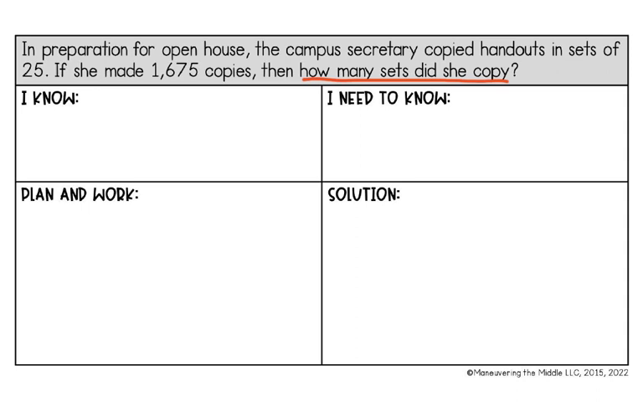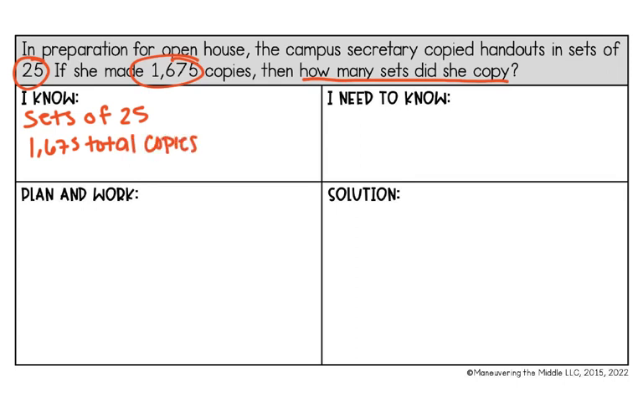Whichever one you want to do is completely fine. So now that we know our question, we need to look in our problem to see what numbers we have that we need to use. So we know the campus secretary copied handouts in sets of 25, so I'm going to go ahead and circle that. And she made 1,675 copies. So those are the two numbers we are going to be using. So what do we know? We know that she made sets of 25 and that she made 1,675 total copies. So what do we need to know? We need to know how many total sets they made.